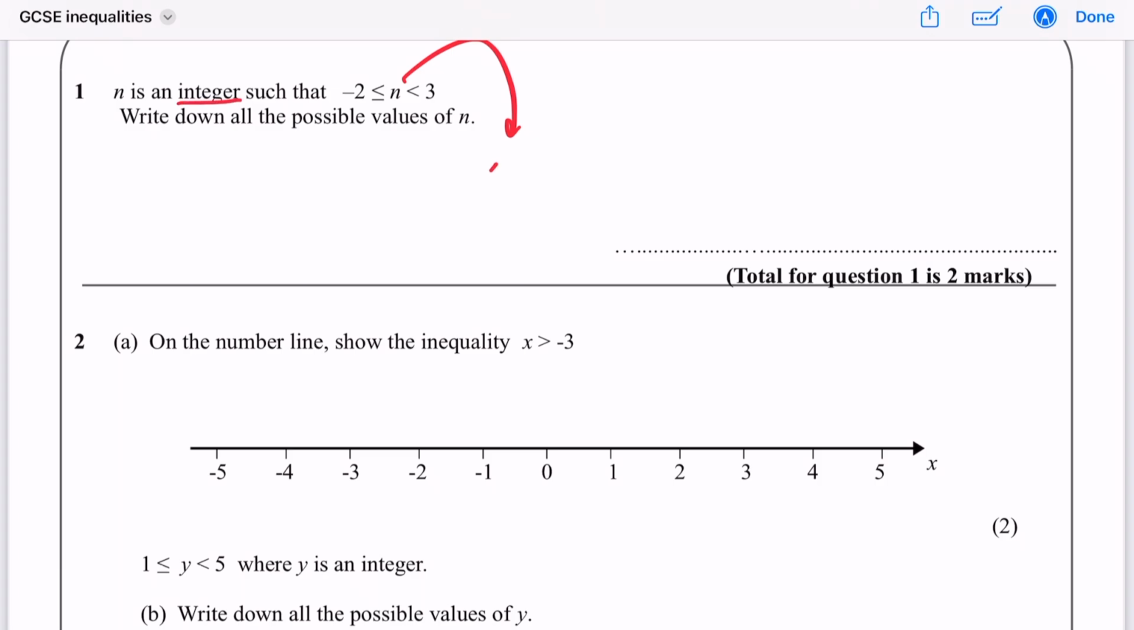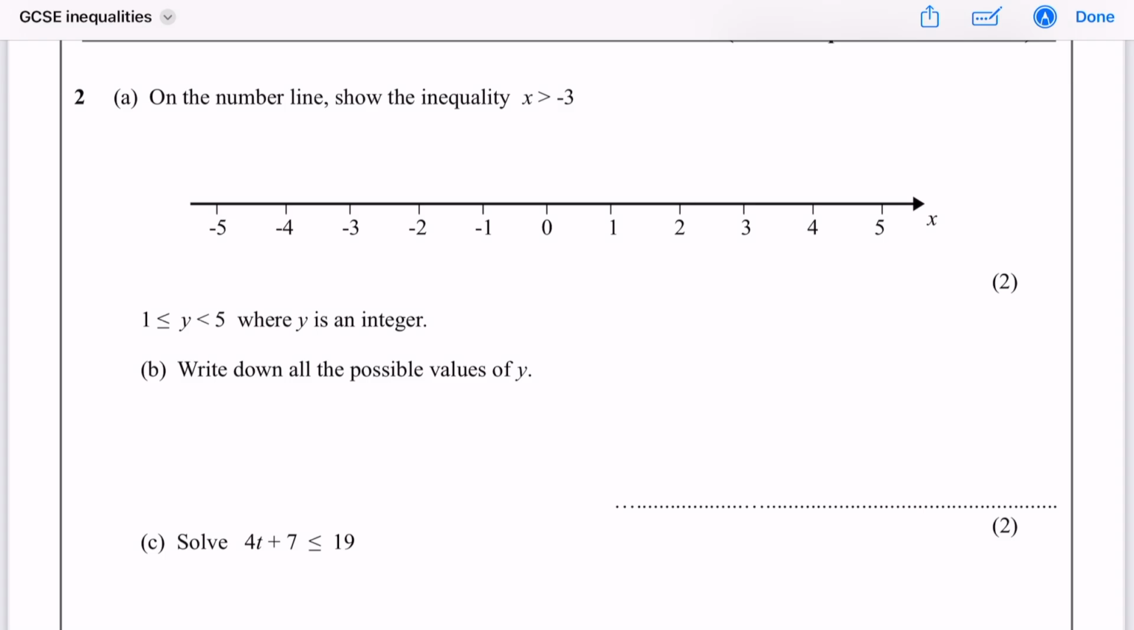That means that n could equal minus 2, because it's greater than or equal to minus 2. It can also equal minus 1, 0, 1, and 2, but not 3 in this case, because the original question told us it's supposed to be less than 3. Alright, I think that's the first question. Let's move on to question 2.